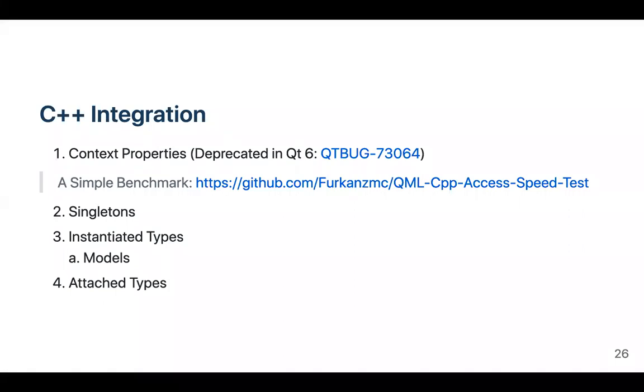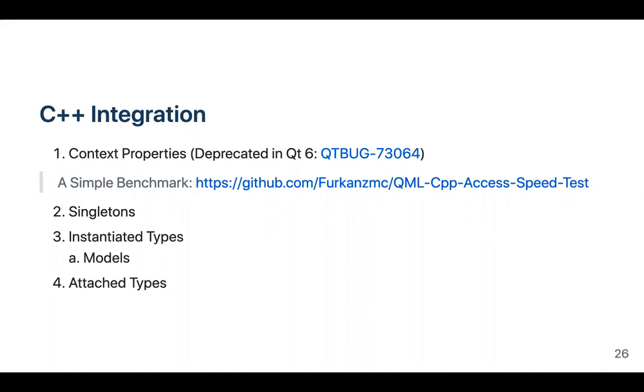One other aspect for this is the C++ integration, but there's a lot to cover here, so I didn't add a lot to this presentation, as it would take a lot more time. But just in a nutshell, context properties are usually bad, and they will be deprecated in Qt 6. Singletons are a better way of providing the functionality that you usually get from context properties. The reason that context properties were first introduced in the language was because singletons didn't exist.